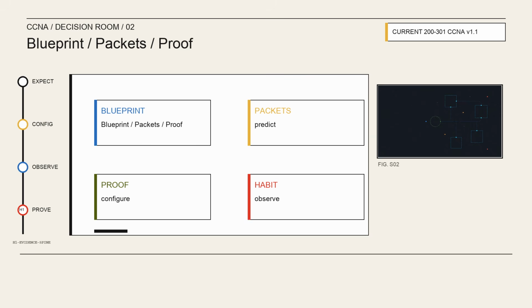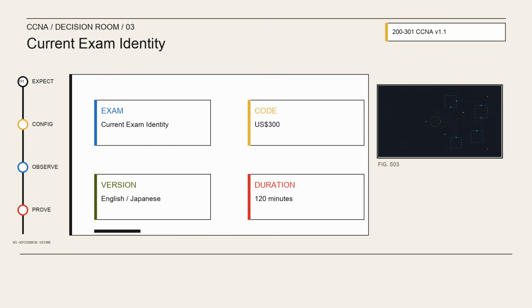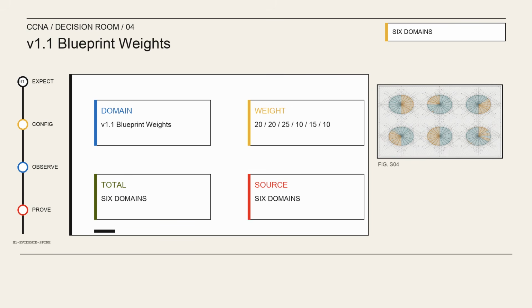First, identify the exam correctly. Cisco currently lists Implementing and Administering Cisco Solutions, 200-301 CCNA v1.1. It is a single 120-minute exam. The v1.1 blueprint weights network fundamentals and network access at 20% each, IP connectivity at 25, IP services at 10, security fundamentals at 15, and automation and programmability at 10. Cisco says the guidelines are general and can change.